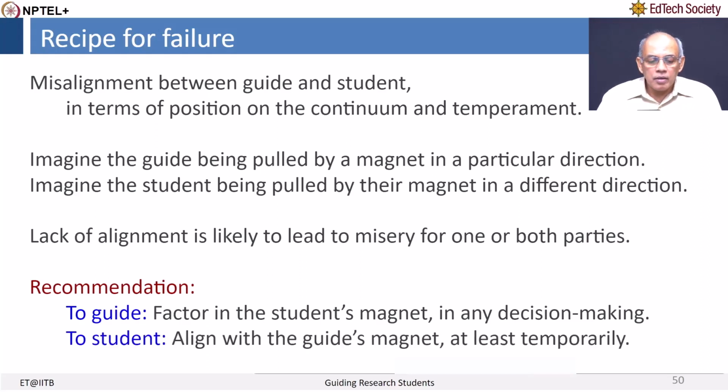On the other hand, for the student also, when you find yourself in such a situation it is useful to align with the guide's magnet, at least temporarily, because that is a known route. It may be that you have a very strong inclination to work on your own, but your guide may know that that's not a very fruitful direction. So it is useful for the student to align with the guide's magnet, because the guide has much more experience in carrying out research in that area. So even if it's not all that attractive, a temporary alignment will again lead to reduced frustration and more success for both the student and the guide.